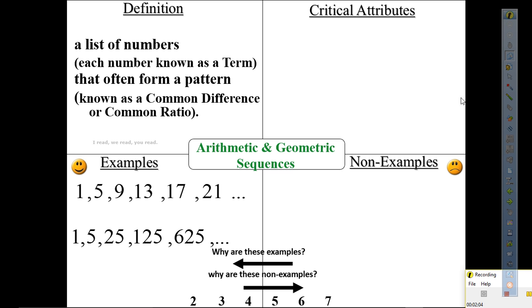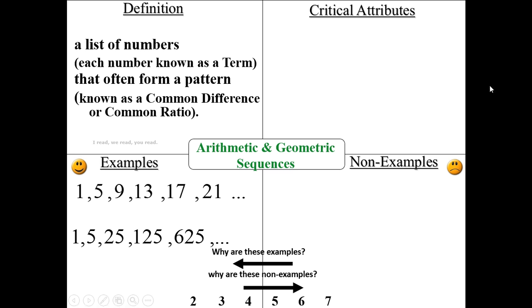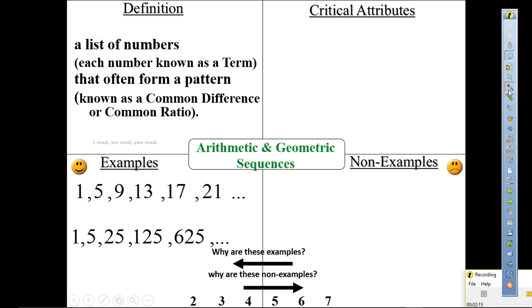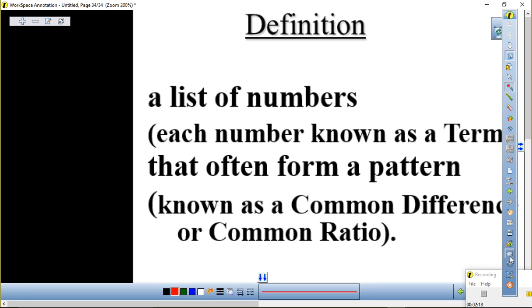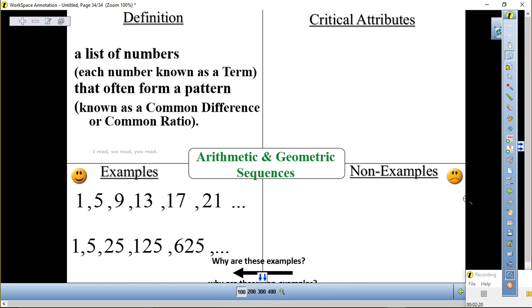It says, arithmetic and geometric sequences are a list of numbers. Do we have that? Yes. Also, it says in those list of numbers, each number is known as a term. So look at this list right here. What is the fifth term?